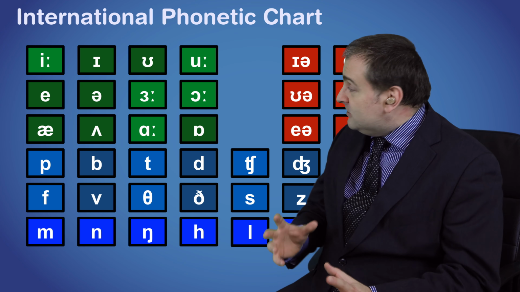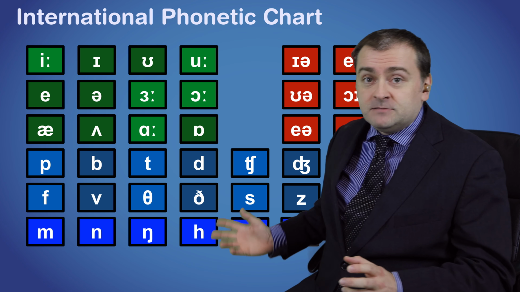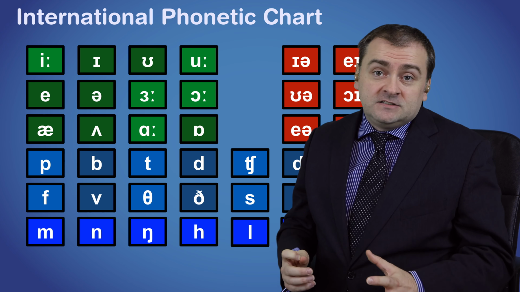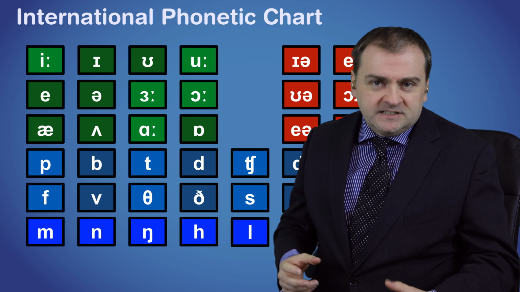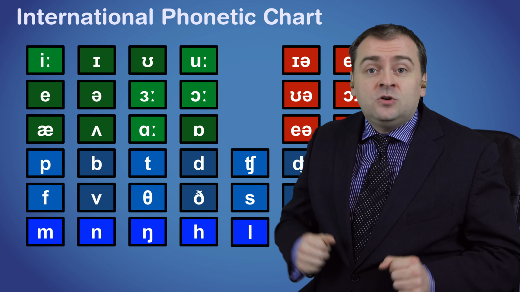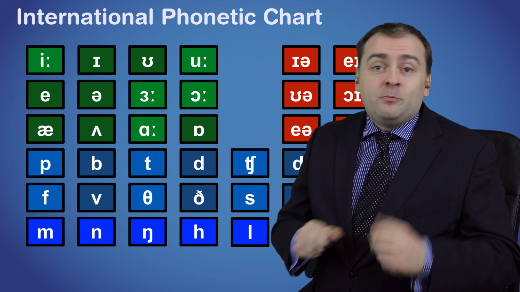We put the vowels in green, the diphthongs in red, and the consonants in blue. The different shades of those colours refer to other characteristics like whether the vowel is long or short, or if the consonant is voiced or unvoiced, or paired or single.